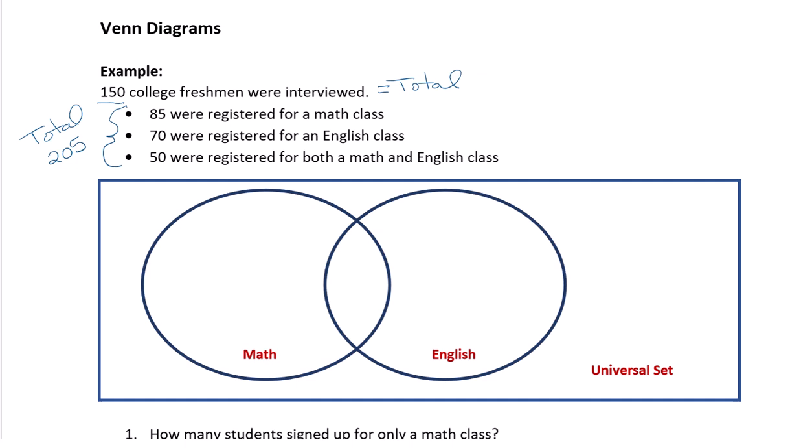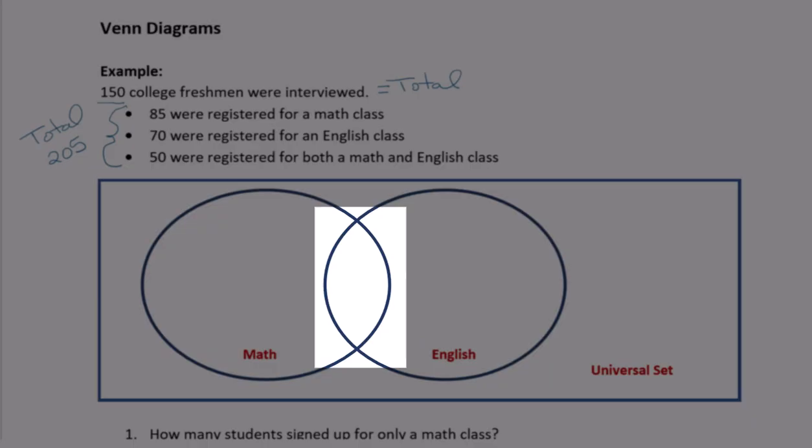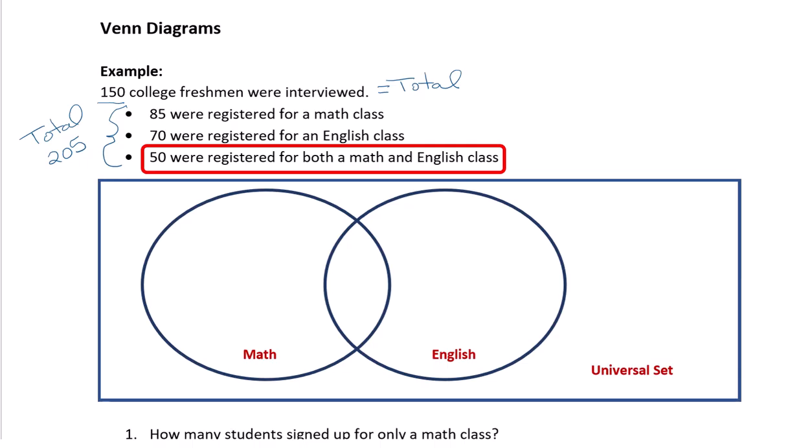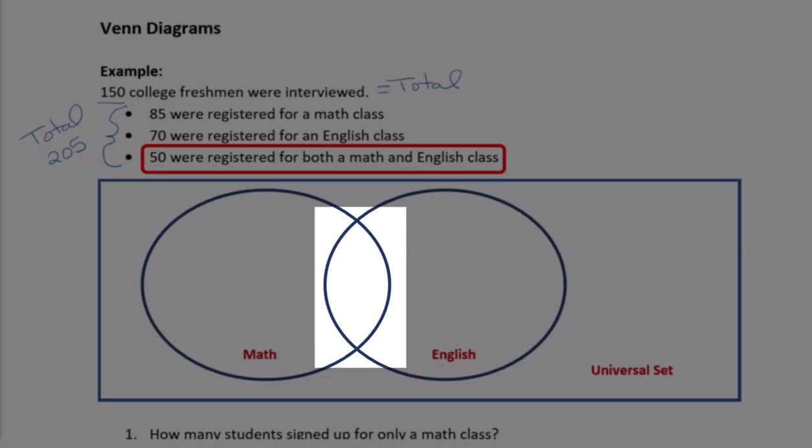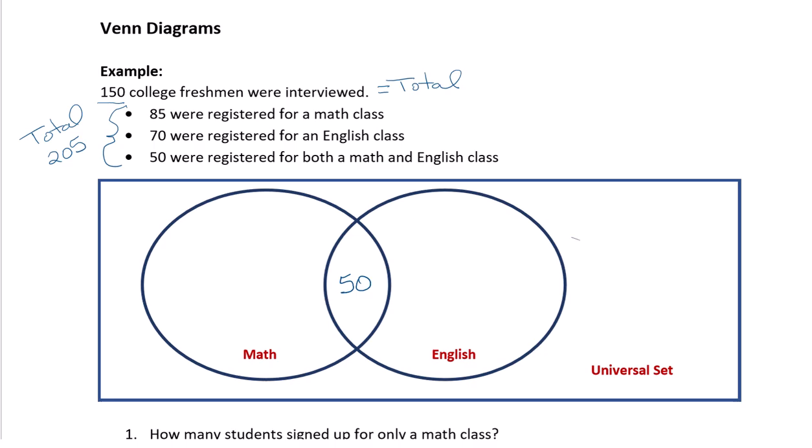Start backwards. In other words, fill in the piece of information that involves all of the circles. For example, if 50 were registered for both math and English, then we know for sure there are 50 students there in the middle. They were registered for both.